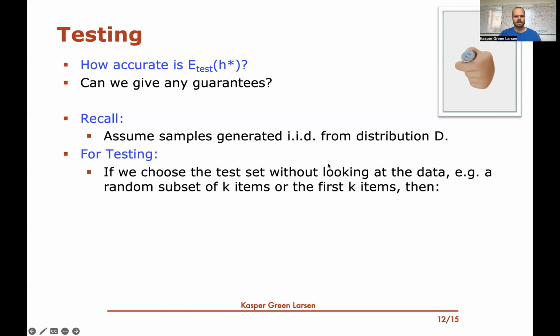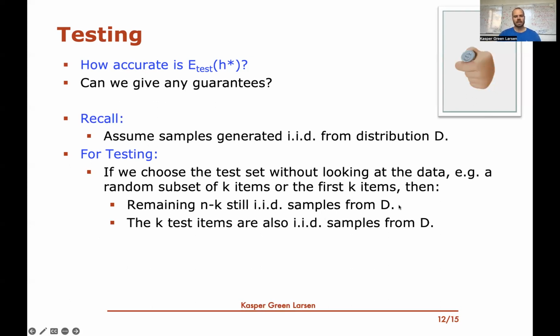So if I choose a random set of k items as my test set, then what you have is, at least by this assumption, the data is independent samples from an unknown distribution D. Then the remaining n minus k training examples are independent samples from the distribution D, and the k test items are also independent samples from the distribution D. And in particular, they don't depend on the n minus k remaining training examples.